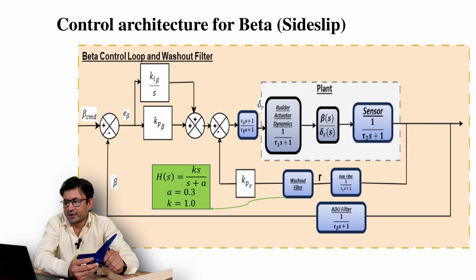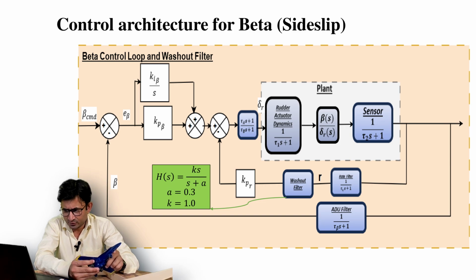Here you can see there is an ADU filter, air data unit filter. The purpose of this filter is to remove the noise and provide a smooth beta. Generally, the ADU filter consists of the angle of attack, sideslip angle, velocity, dynamic pressure, static pressure, etc. Here we are interested in beta, so that is why we are taking the feedback from the ADU filter.